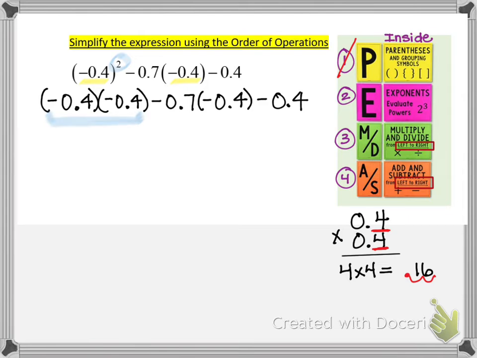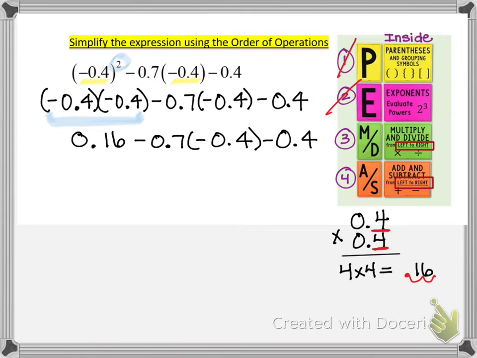So 0.4 times 0.4 is really 0.16. So it's the number 16 with 2 decimal places, and it's positive 0.16. Okay, now we're done with our exponent step. Let's write the rest of our problem. So we have 0.16 minus 0.7 times negative 0.4, end the parentheses, and then minus 0.4.